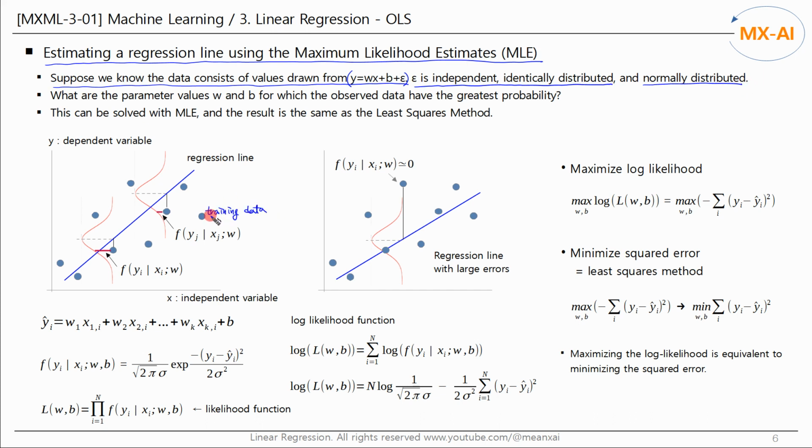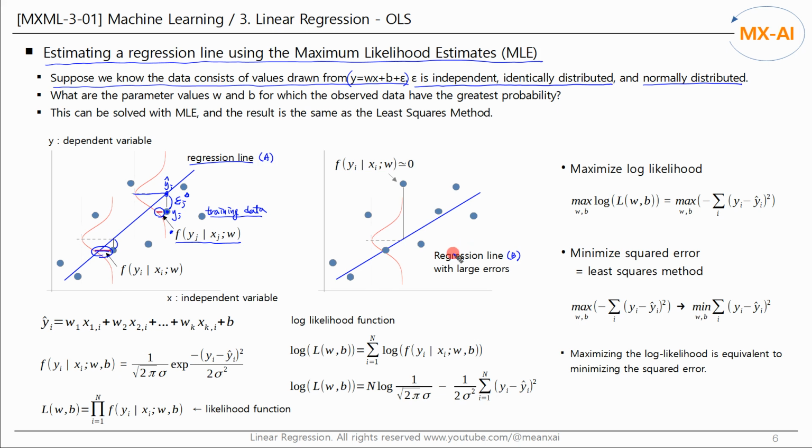Let's consider these training data points and the regression line. The error for this data point is this much. This data point is most likely to be found at the y-hat point, but it was actually found at this point. The PDF value f at this point is this much. The larger the error, the smaller the PDF value. For this data point, the error is small and the PDF value is slightly larger.